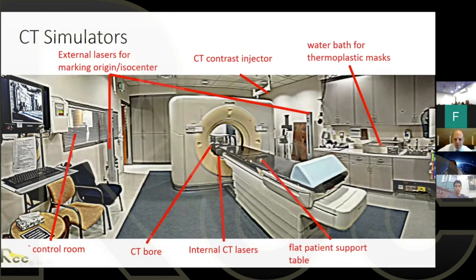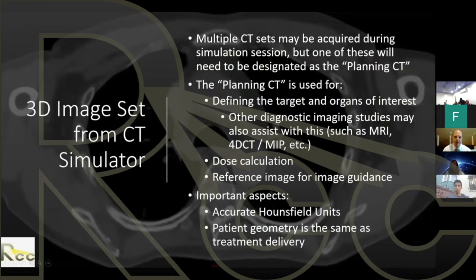And often this may be a CT that is shared with radiology, and sometimes it's dedicated to radiation oncology. If it's shared, then sometimes the table can be placed on just for the simulation CT and then removed for the diagnostic scans. Whether or not external lasers are available can change, and so forth. All right, so a couple of details about that 3D image set from the CT simulator.